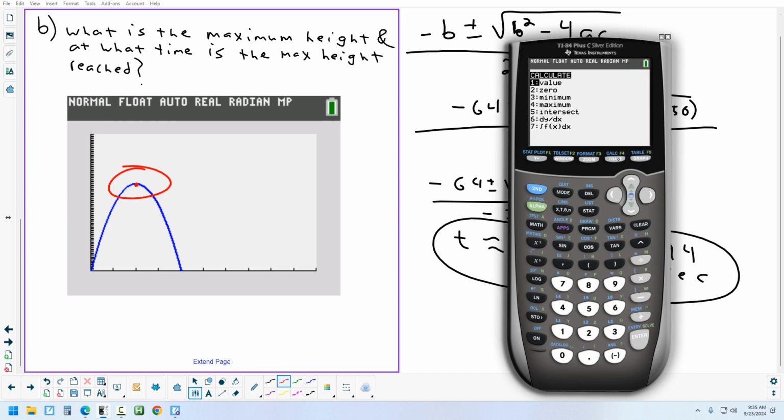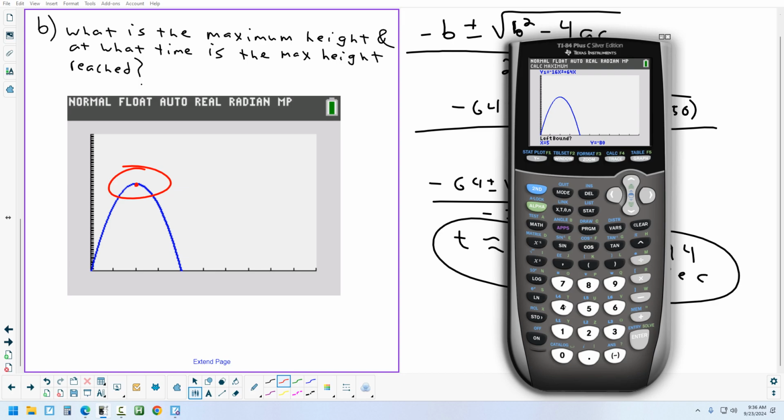And one of those options is going to tell me how high it goes. Anyone have a guess which option? Yeah. So I'm just going to go to option 4. I just press 4. And the calculator will ask me 3 questions.